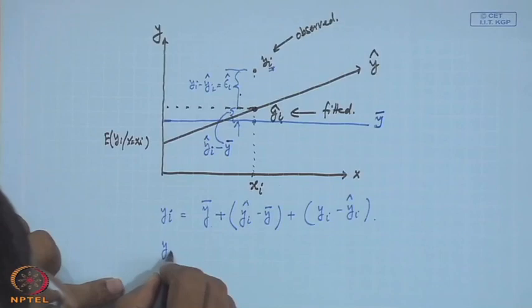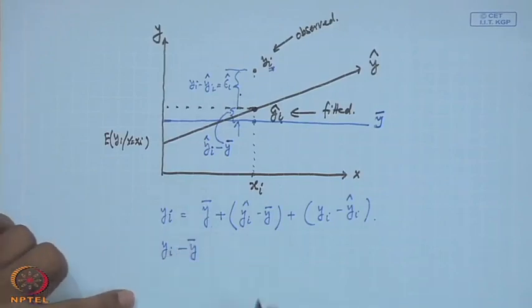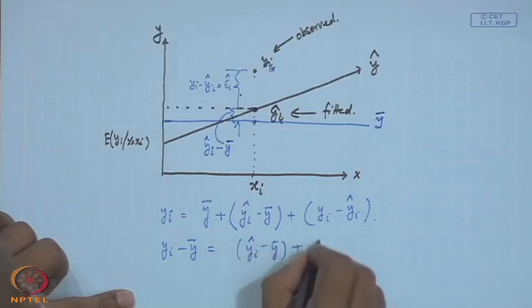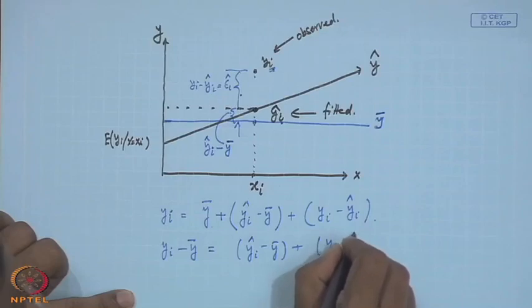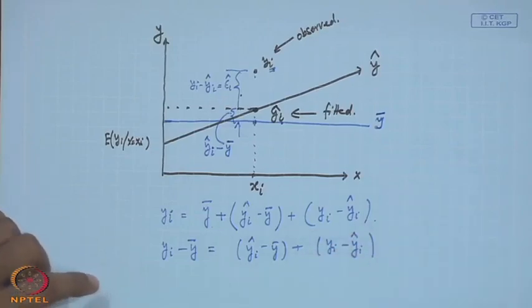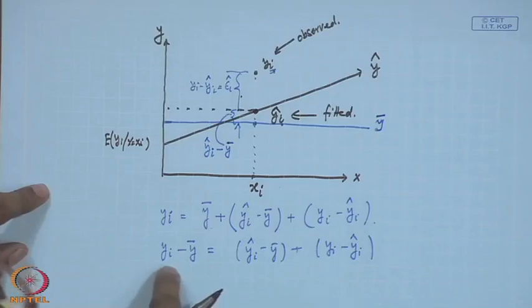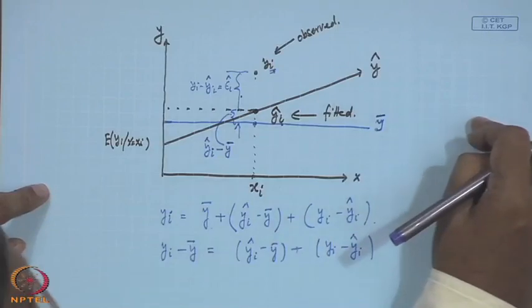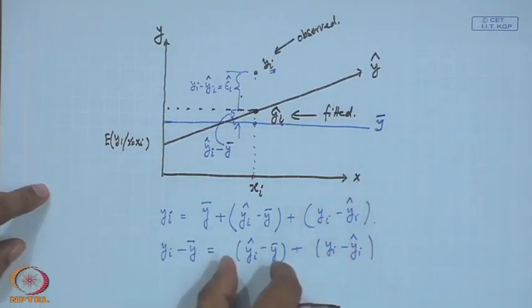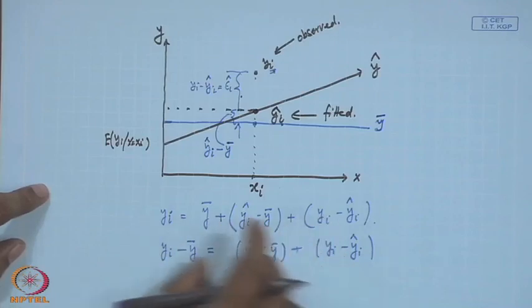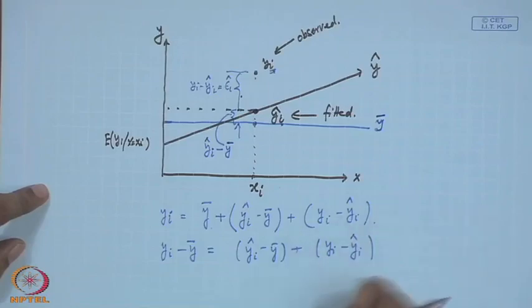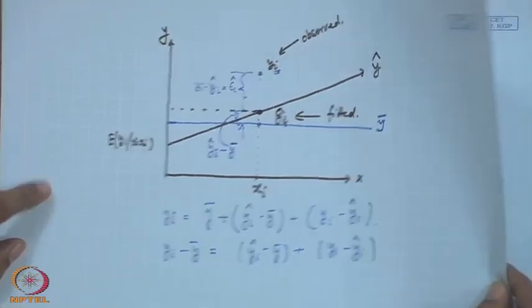So, if you recall the ANOVA part, then you can very well understand what we are going to do: yi cap minus y bar plus yi minus yi cap. You require to square the terms first, then take summation over all observations. You will get the sum of this square plus the sum of this square plus some cross product, and that portion will become 0. So, ultimately it is similar to that ANOVA part.